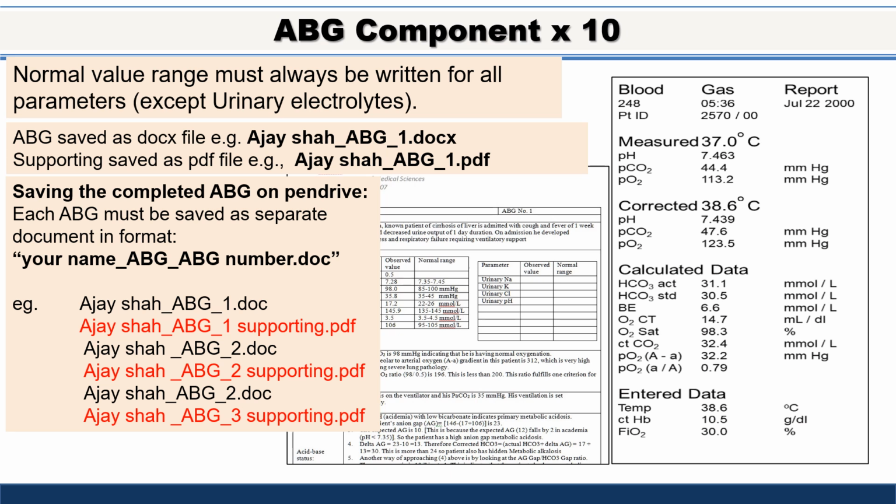Your pen drive will then have in the ABG section ABG1 with the actual template and supporting file, ABG2 actual and supporting, ABG3 actual and supporting, etc.